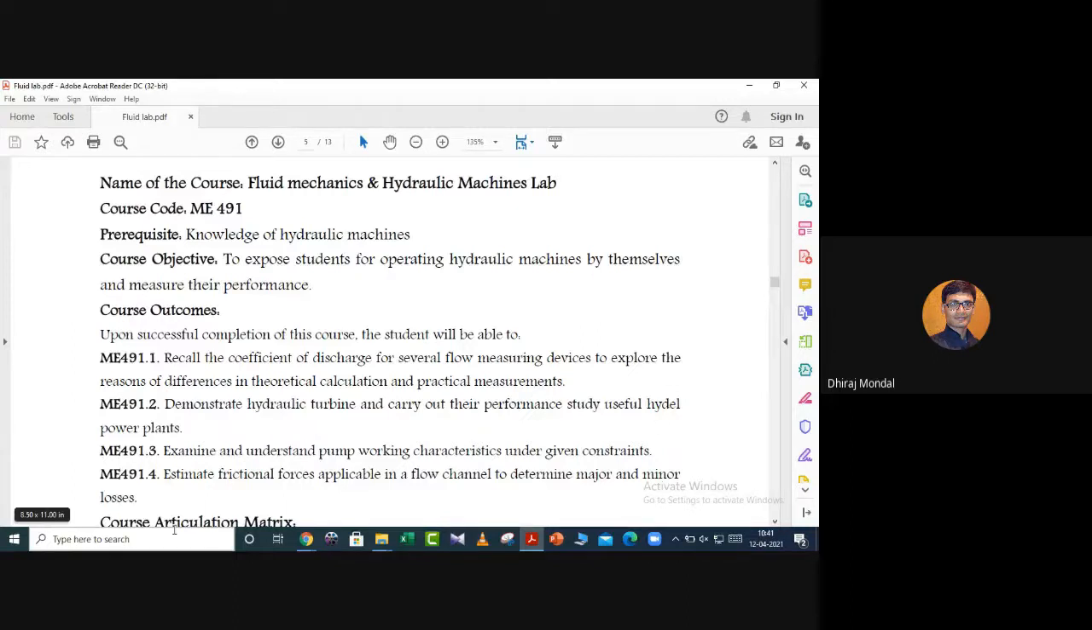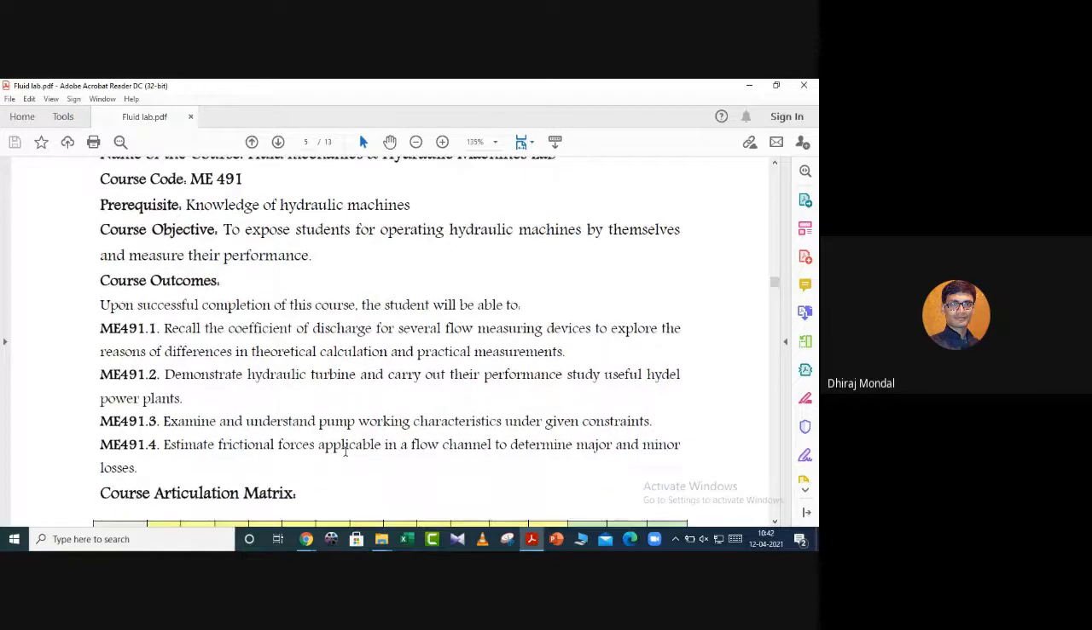Next, course outcome 2: demonstrate hydraulic turbines and carry out their performance studies useful for a hydel power plant. Number 3, examine and understand pump working characteristics under given constraints. Number 4, estimate frictional force applicable in a flow channel to determine the major and minor losses.